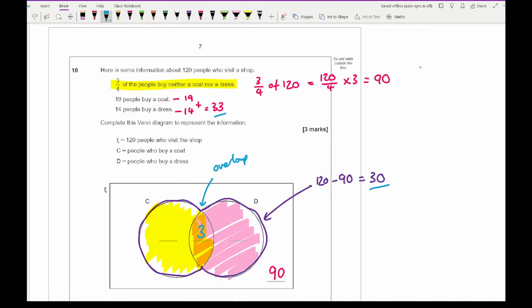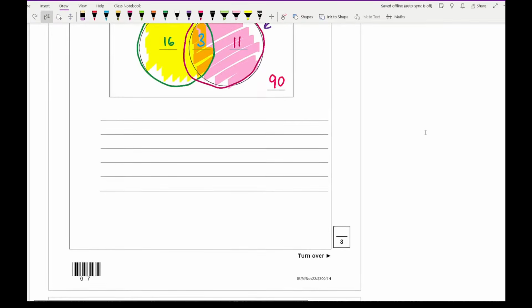And then if I know that this entire circle, let me just get rid of the colouring, if I know that all of this green circle needs to add up to 19, then that's going to be 16. And if I know that all of this circle here needs to add up to 14, then that's going to be 11. And as you can see, I've completed my Venn diagram.